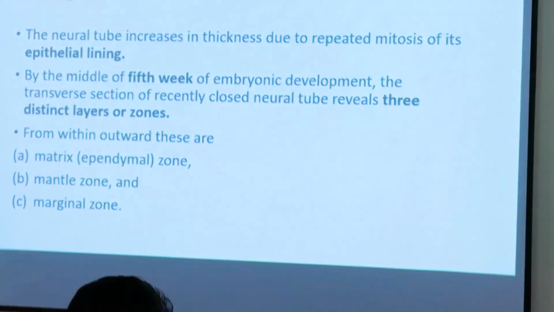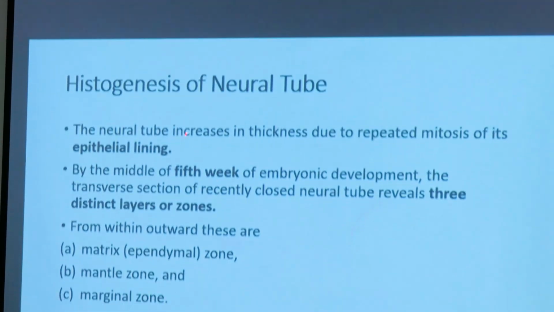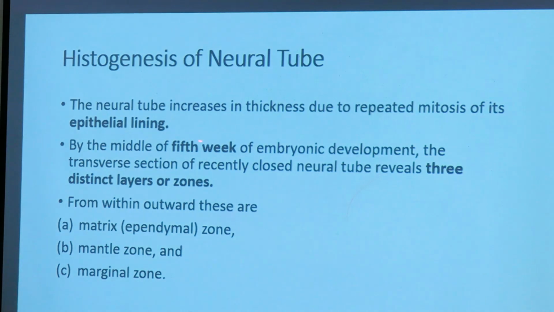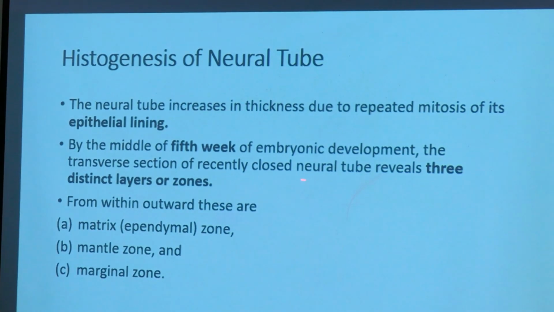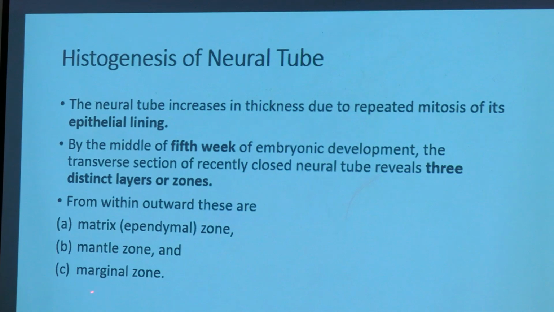We can see now notes. Histogenesis of the neural tube. The neural tube increases in thickness due to the repeated mitosis of its epithelial lining. By the middle of the 5th week of embryonic development, the transverse section of recently closed neural tube reveals 3 distinct layers or zones. Those are matrix zone, mantle zone and marginal zone.